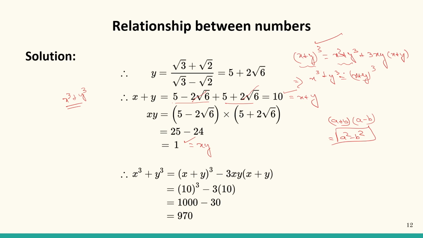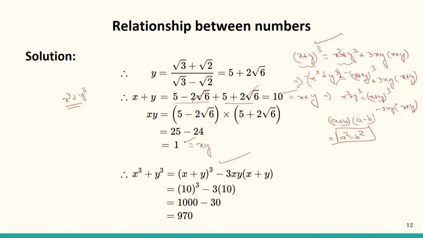This is a negative thing. Negative positive 3xy into x plus y. So if we manipulate further, x cube plus y cube is equal to x plus y's whole cube minus 3xy into x plus y. So you can see the same thing right here.